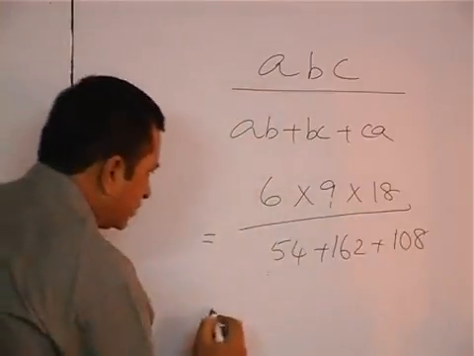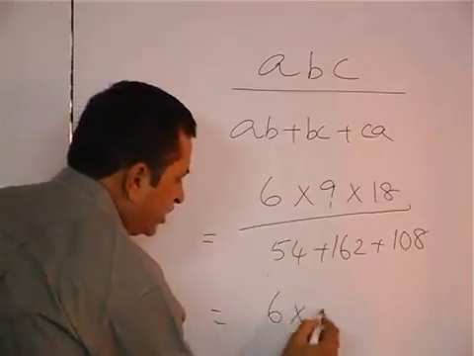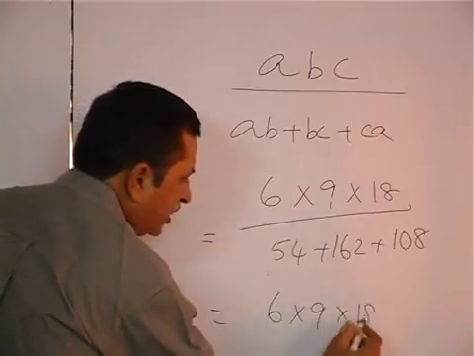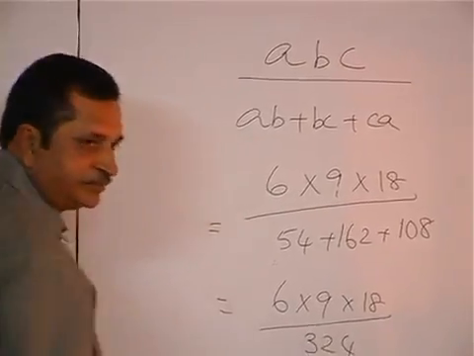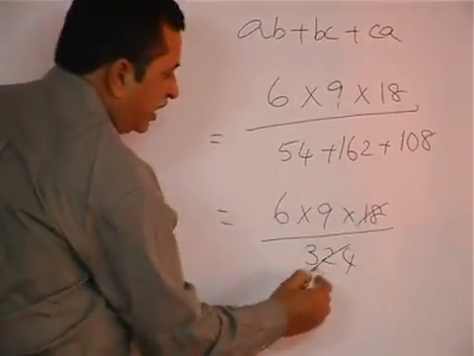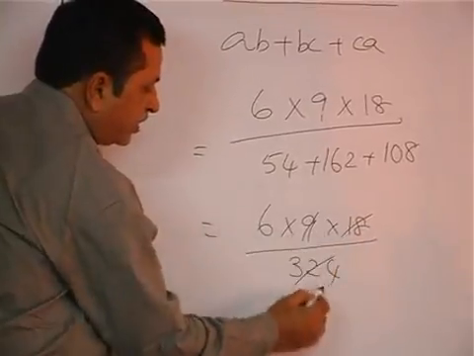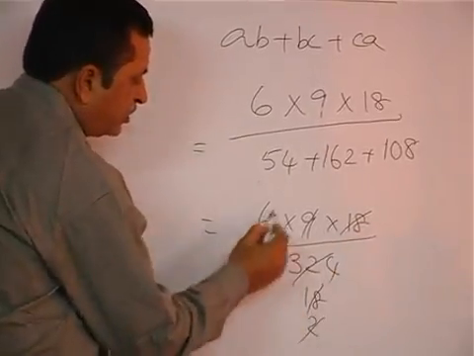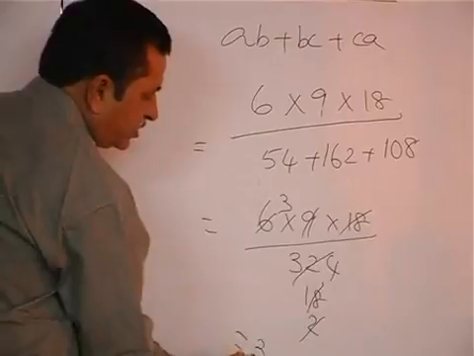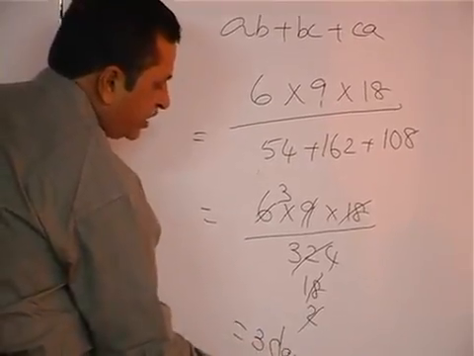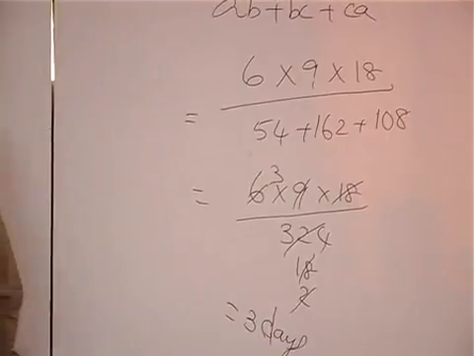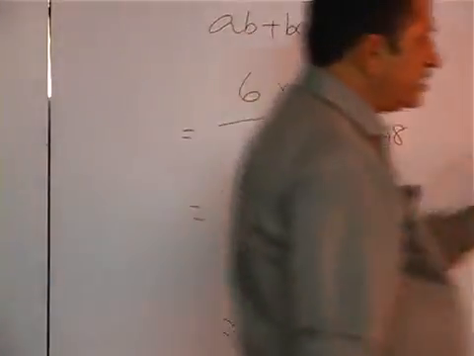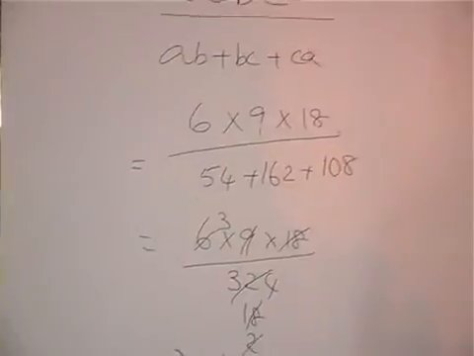That is 6 into 9 into 18 by 324. 18 18s, 9 2s, 2 3s. So A, B and C together can do the work in 3 days. You see the comfort in this method.